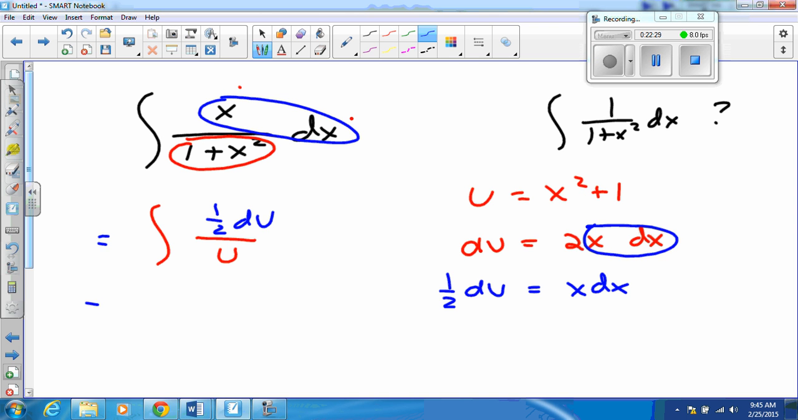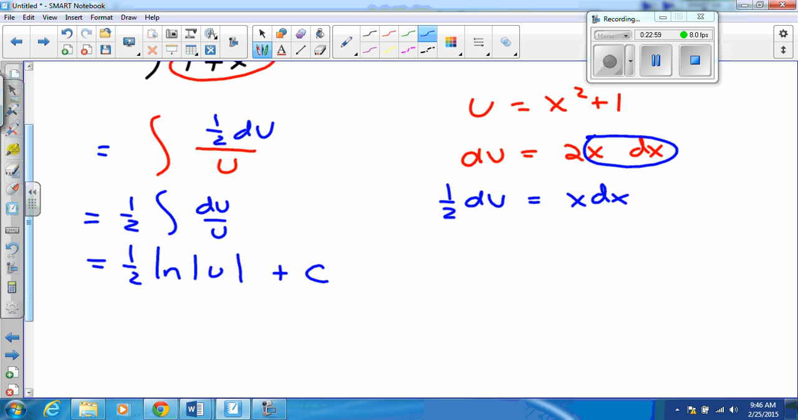Out comes the constant 1/2. And then I think to myself, what is this integral? The integral of du over u. In other words, what function has a derivative of 1 over u? Natural log, that's right. And specifically, the natural log of the absolute value of u.